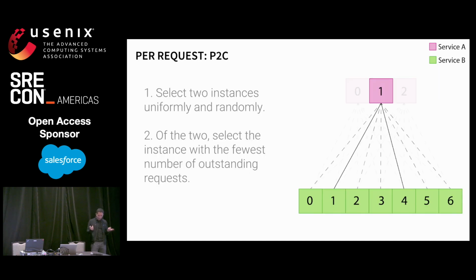We use a strategy that we call P2C, and this is based on the seminal paper from Michael Mitzenmacher called The Power of Two Choices. And how this works is as follows. For every request that comes into a load balancer, we select two instances to compare, uniformly and randomly. Of those two, we compare them based on the least loaded, and then we route the request to the one that's least loaded.